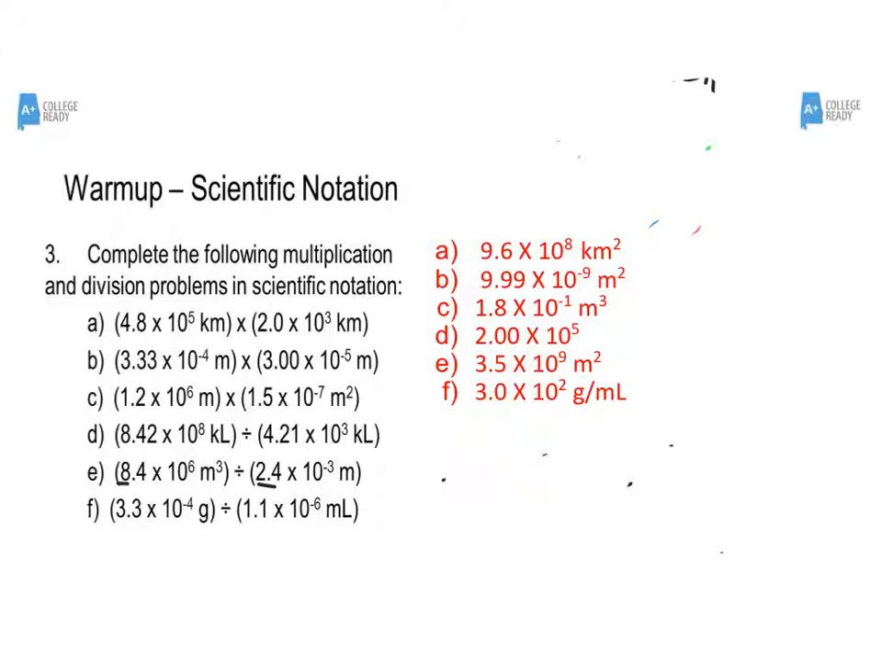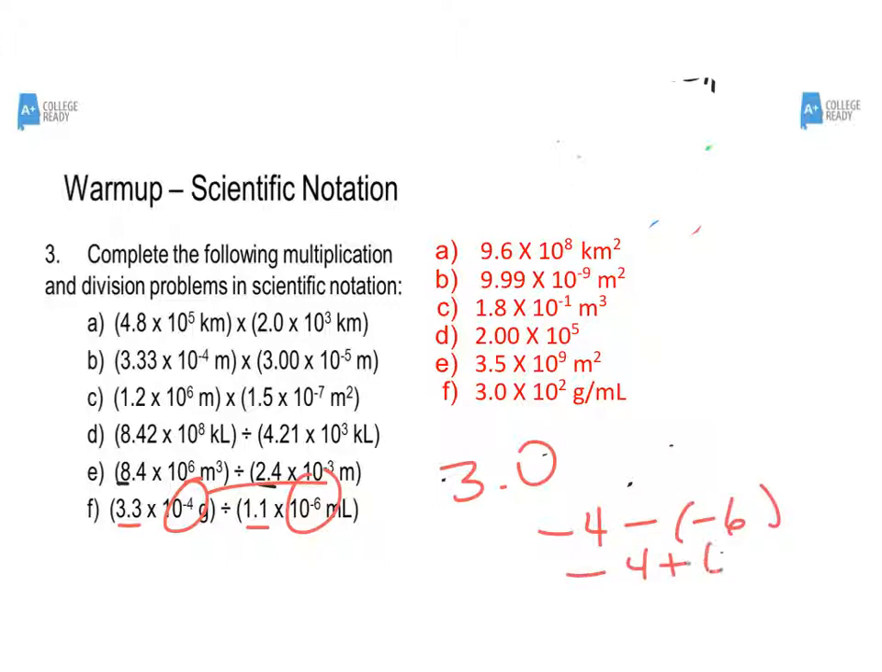And finally, our last one is also a division problem. I'm going to divide 1.1 into 3.3. It gets me a 3.0. I'm going to subtract the two exponents. So a minus 4 minus a negative 8, minus 4 plus a 6, gets us a 2. So that's going to be 3 times 10 to the 2nd.